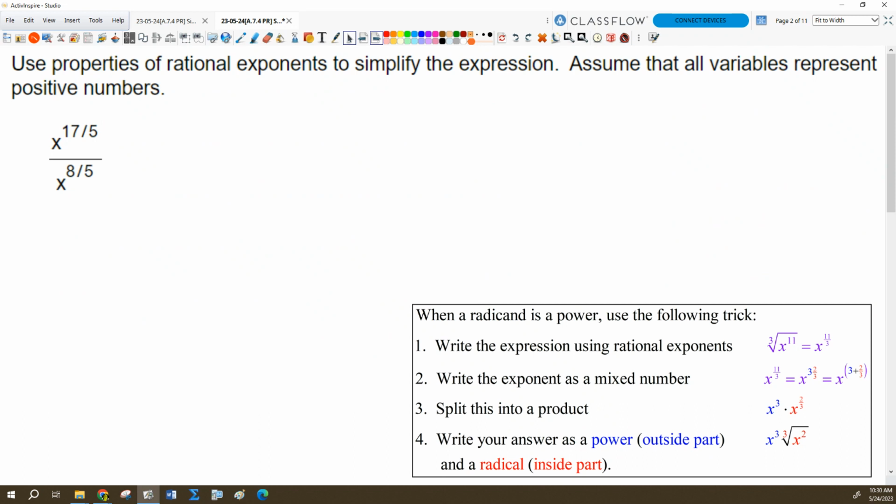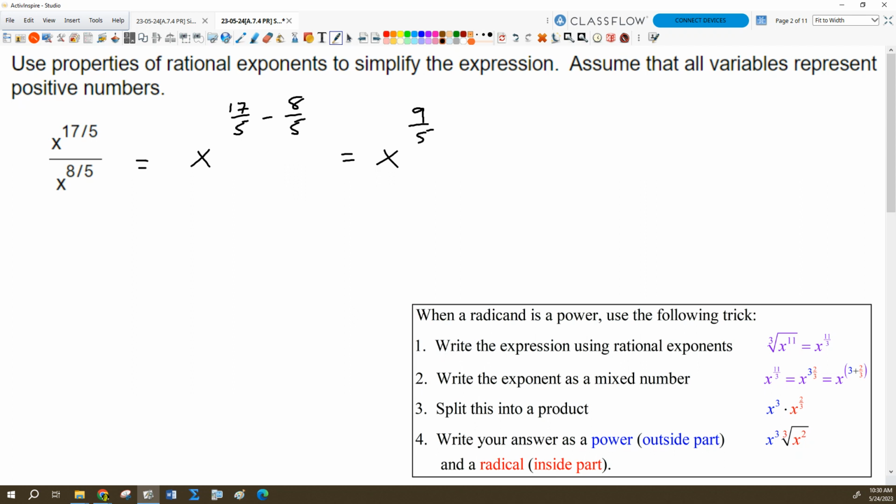What am I going to do first here? Subtract what? You're right. Okay, good. So when I divide like bases, I subtract exponents, right? So we start off with, we're gonna get x to the 17/5 minus 8/5, which is x to what power? The 9/5.